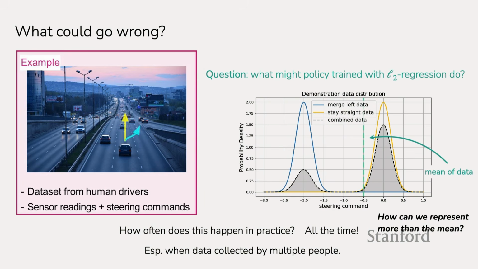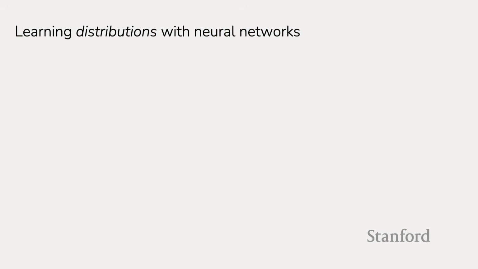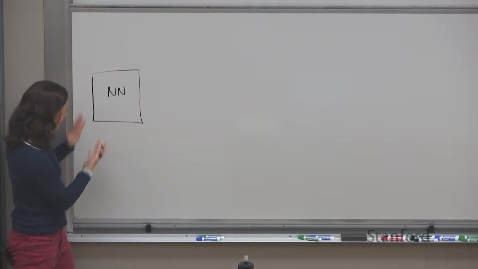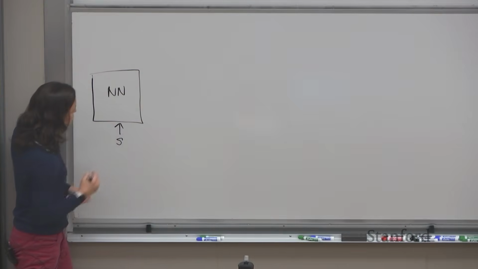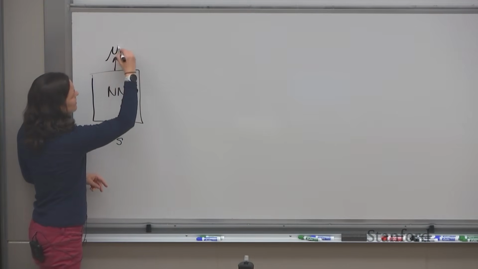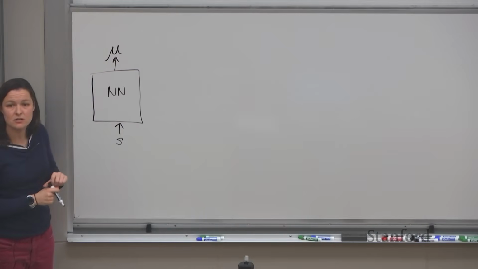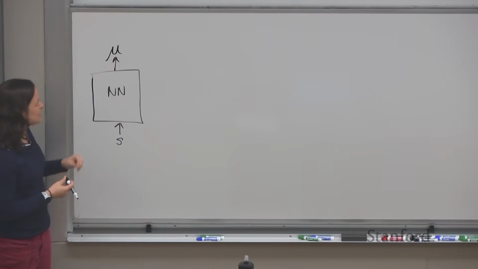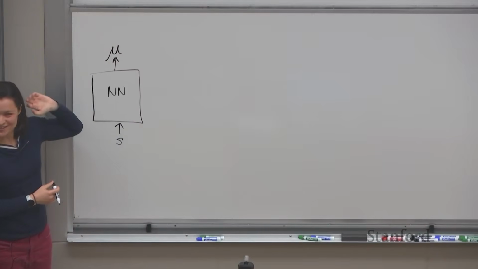Cool. And so this is where learning distributions with neural networks comes in. And in particular, let's start a new whiteboard. So in the case of the deterministic policy, we had some neural network. I will use a box to represent a neural network. And we're taking as input some state, and we're outputting the mean action, the mean of a distribution. And so because it's only representing the mean, it's hardly a distribution at all.